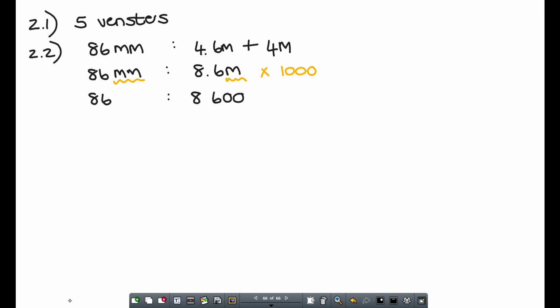Okay, nou wil ek hierdie 86. Ek wil dit graag hê 1 to something. So what we are going to do now is divide by 86 on both sides, which means that I would have 1 to 100. Okay, so my skaal is 1 tot 100.